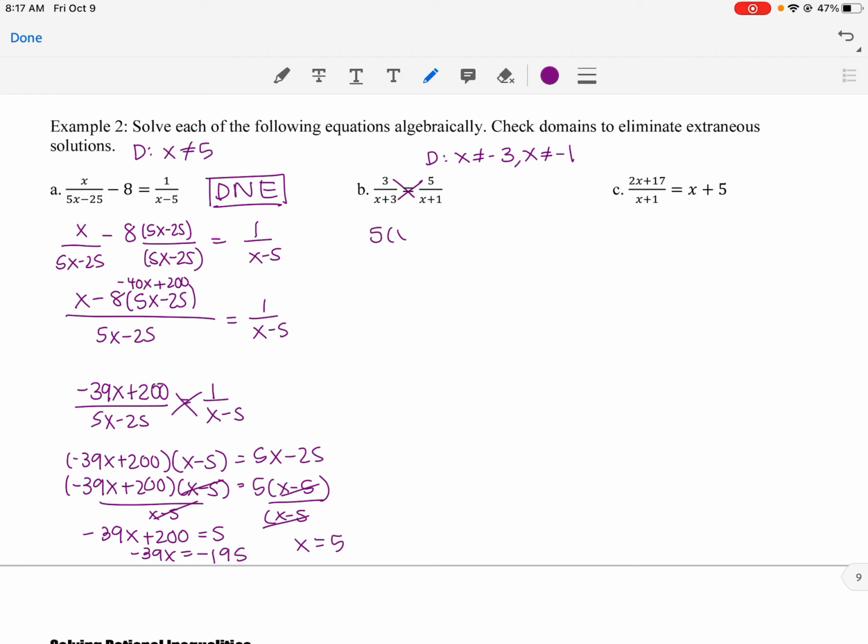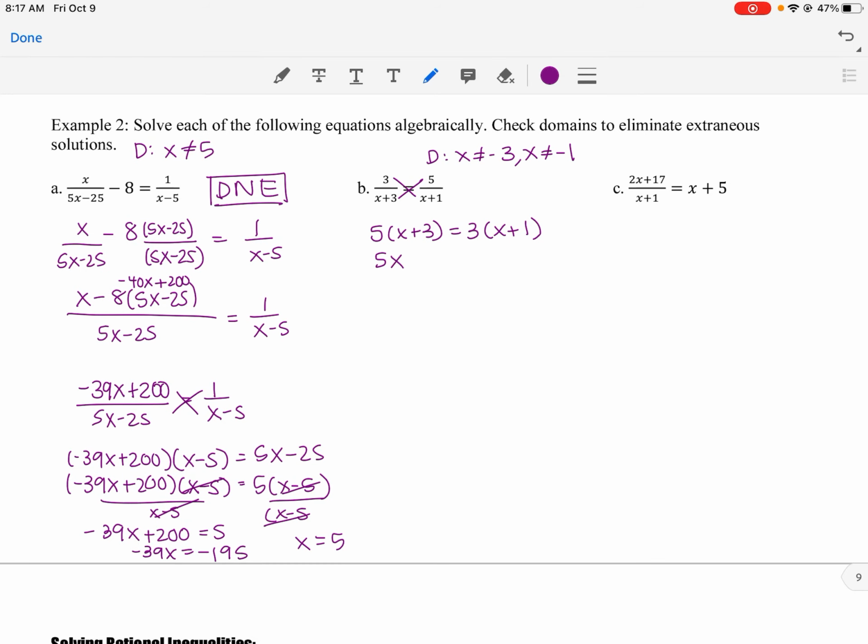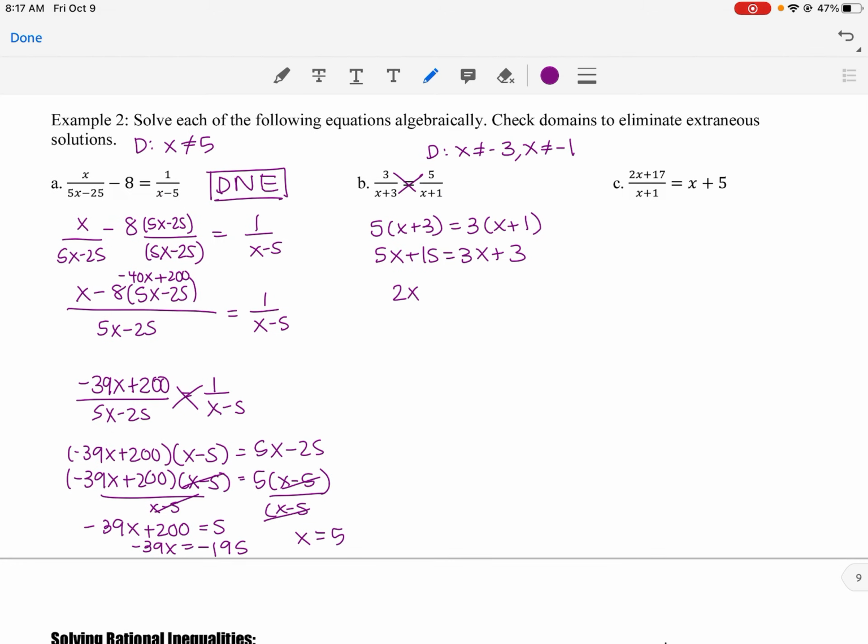Okay, I like to cross multiply, up to you here. So we'd have 5 times x plus 3 equals 3 times x plus 1. So we get 5x plus 15 equals 3x plus 3. So subtract the 3x, we get 2x. Subtract the 15, we get negative 12. x equals negative 6, and that solution does work. It's not extraneous.